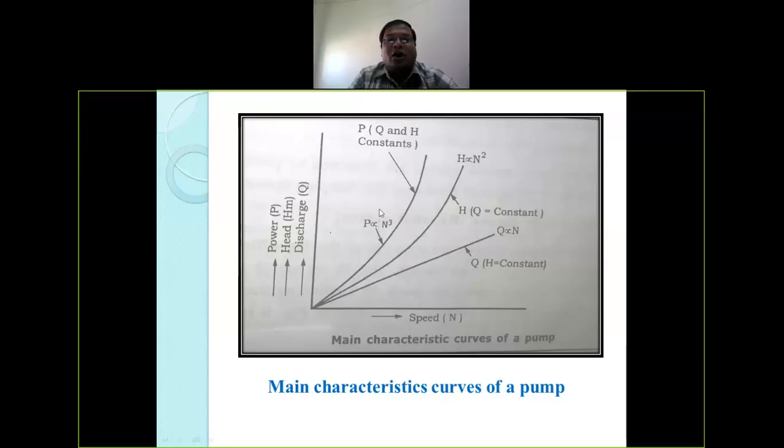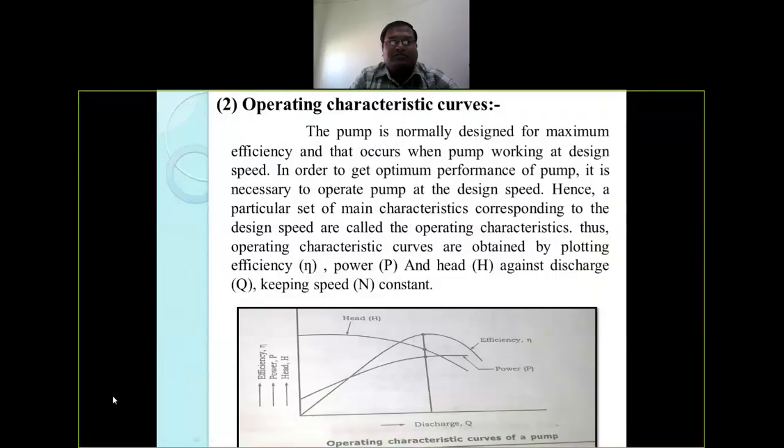The second one is the operating characteristic curve. The pump is normally designed for maximum efficiency, as you know very well, and that occurs when the pump is working at the design speed, which is only possible when it operates under the design condition. To get optimum performance, it is necessary to operate the pump at the design speed. Then you will achieve maximum efficiency. Hence, the particular set of main characteristics corresponding to the design speed is called the operating characteristics.